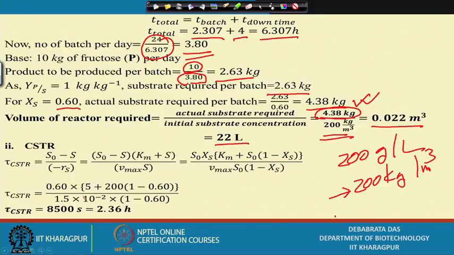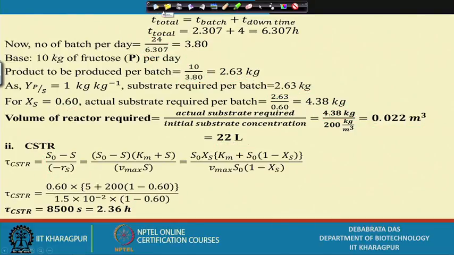Now, when you come to the CSTR, tau CSTR, we have already derived this equation, S0 minus S over Rs. Then put this equation in this form, put this, we find the time required for the CSTR process is 2.36 hours.